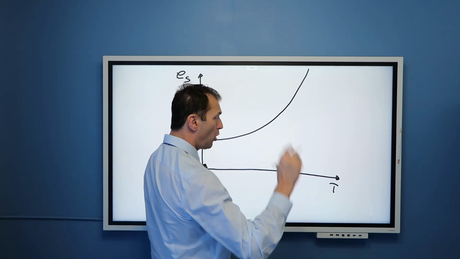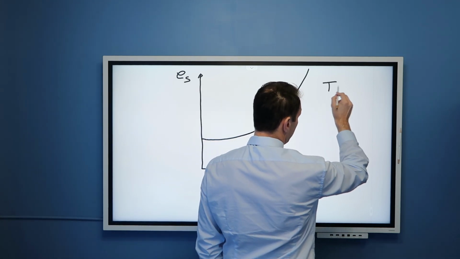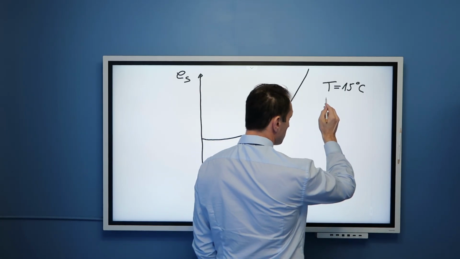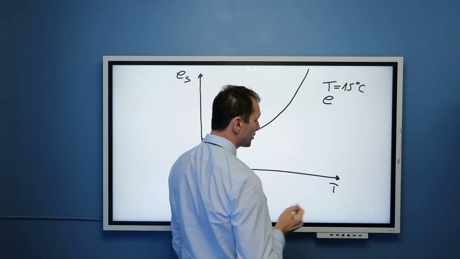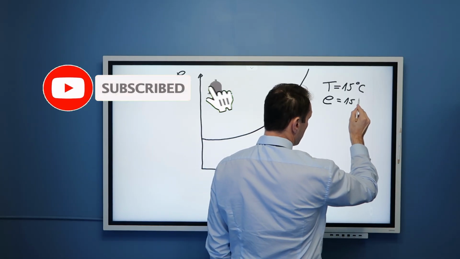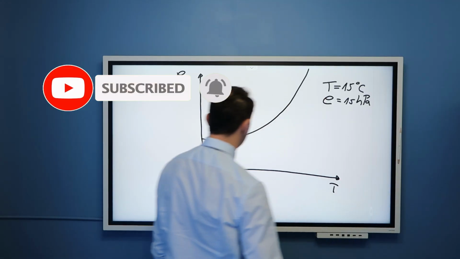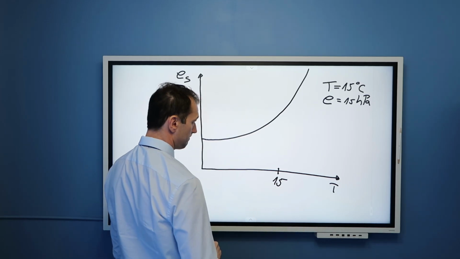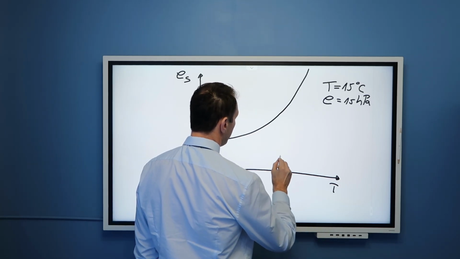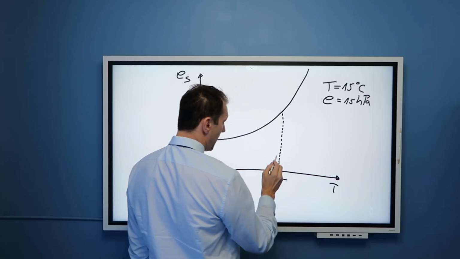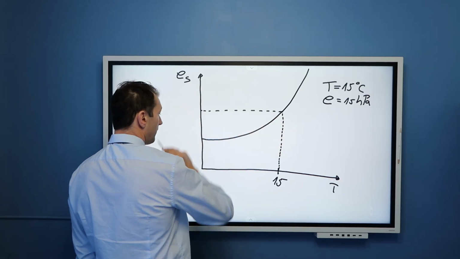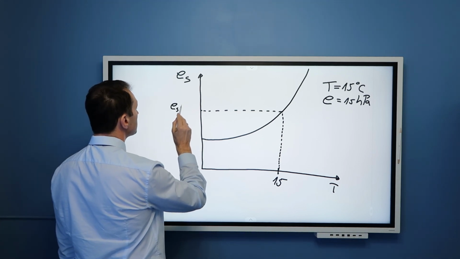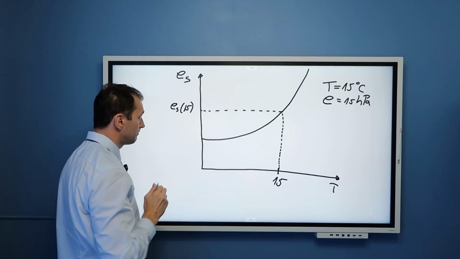Now, suppose that temperature is 15 degrees Celsius. Suppose this is the temperature. And suppose that actual partial water vapor pressure is 15 hectopascals. Let us say that 15 degrees is here in Celsius. Now, if I go up, I will meet this line, and I will go here, and I will meet ES. This is ES of 15 degrees Celsius.